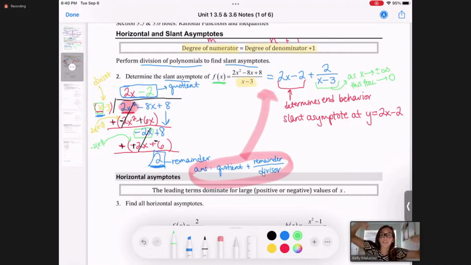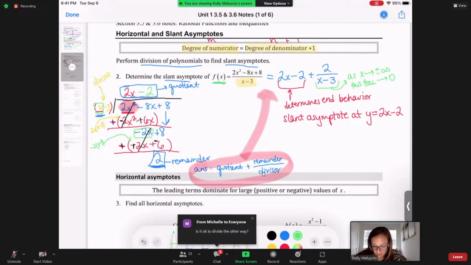So if we were to graph it, if you had really big numbers, this function is going to look more and more like the line 2x minus 2, but it's not actually a perfect line. It's approaching 2x minus 2, but because infinity is not a real number, this 2 divided by x minus 3 will always equal something. It might be 0.0000001, but it's not going to actually equal 0. Okay, so that's an example of a slant asymptote.